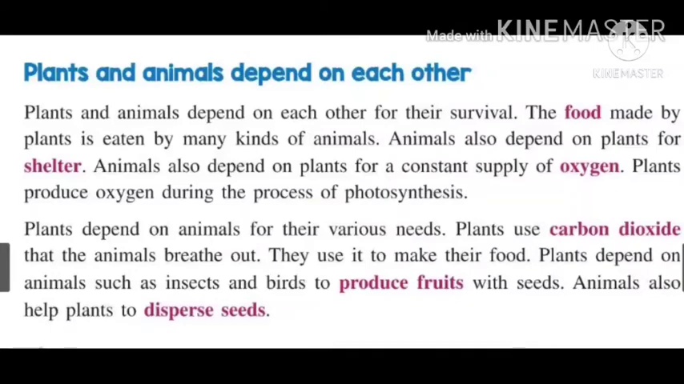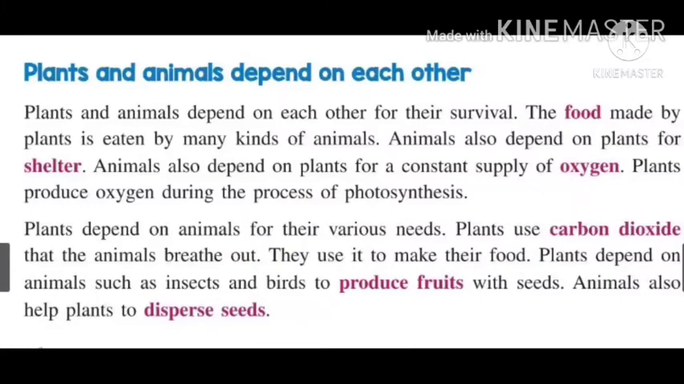How? Animals breathe with the help of oxygen. And who supplies the oxygen? Plants supply oxygen. And how do they produce it? In the process of photosynthesis, plants produce oxygen. And the different kinds of food the animals eat, we all get from the plants only. Some animals depend on plants for their shelter also. For example, birds. Birds make nests on the plants only. If we do not have plants, where will the birds make their nests?